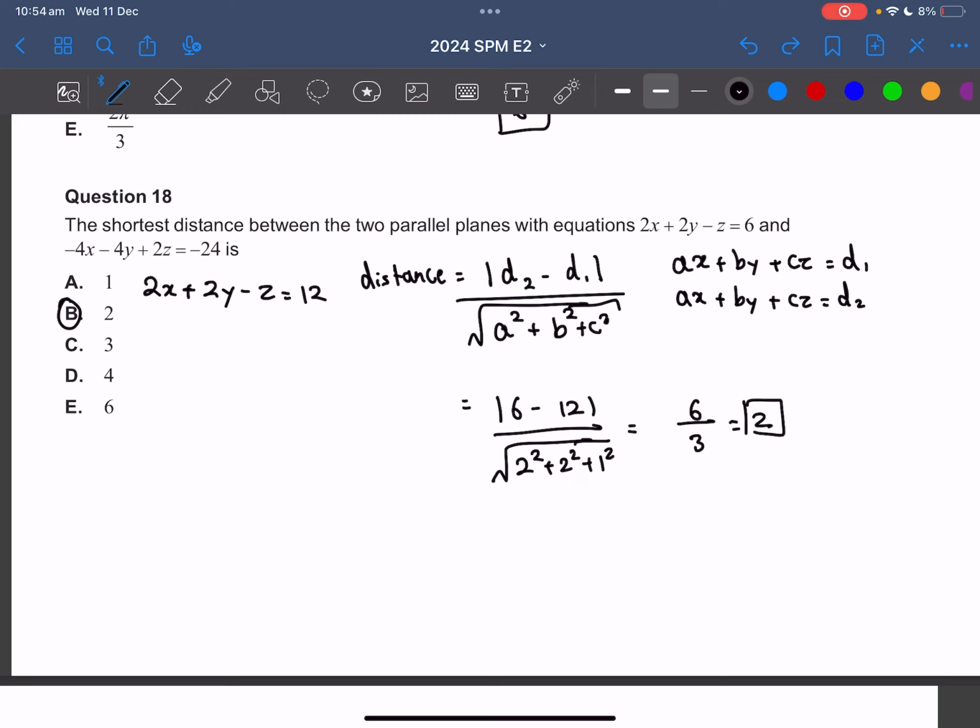Okay. But anyway, since we are finding the distance between two parallel planes, this made it easy. So yeah, this is going to be it for this question. So the answer is going to be B.